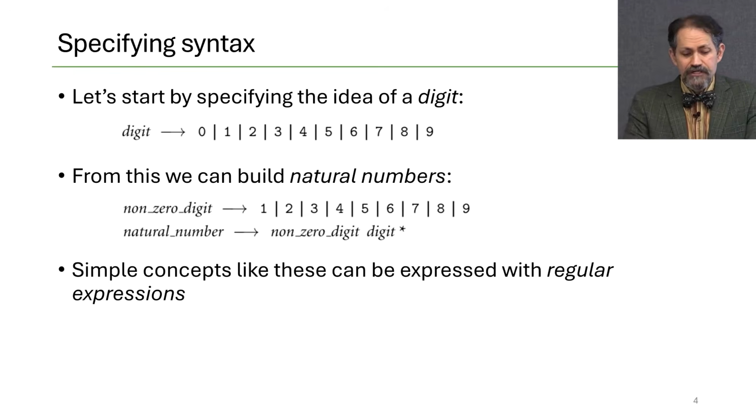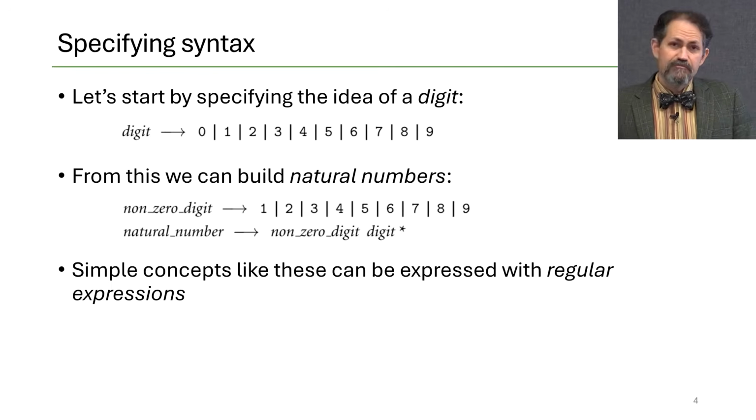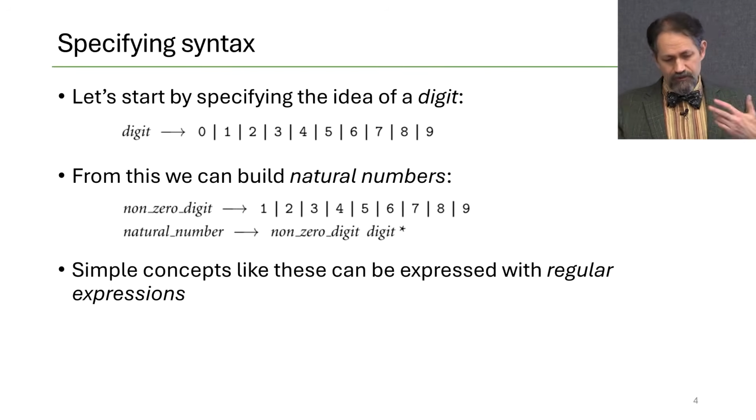So once we have the concept of a digit, we can build up natural numbers from that. It might be useful to have a non-zero digit, because if we're going to have a number with multiple digits, we don't want it to start with 0. So a non-zero digit is just 1 through 9. And then a natural number starts with a non-zero digit and then ends with some sequence of digits. Here we use digit star to mean 0 or more digits. So we could have just a single digit, 1 through 9. We're going to skip 0, considering the natural numbers start with 1, and then any number of digits, which could be 0, coming after that first digit.